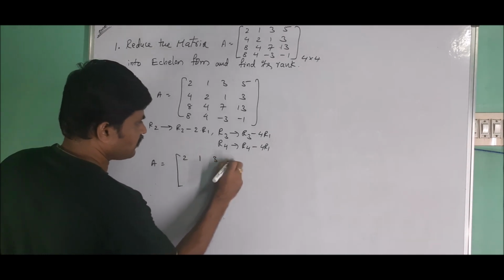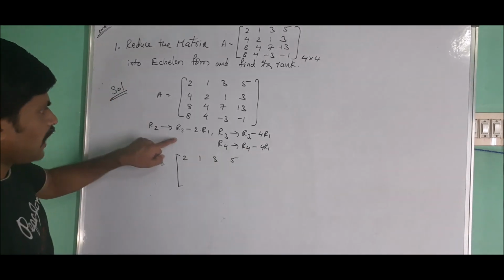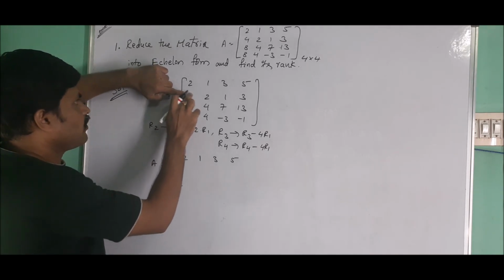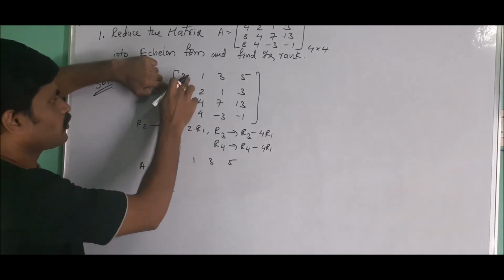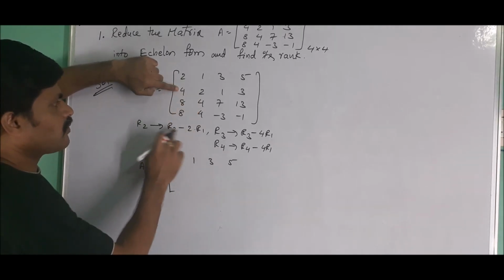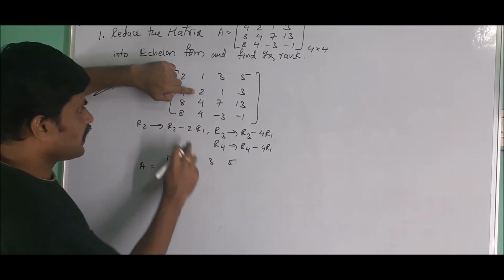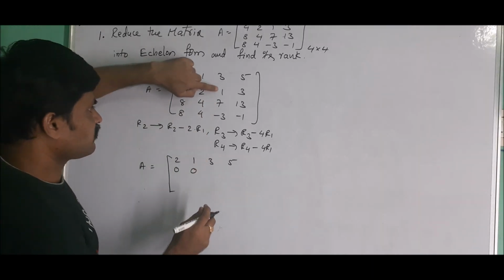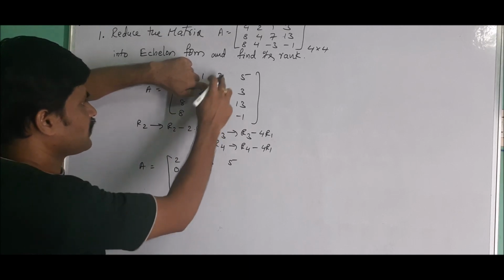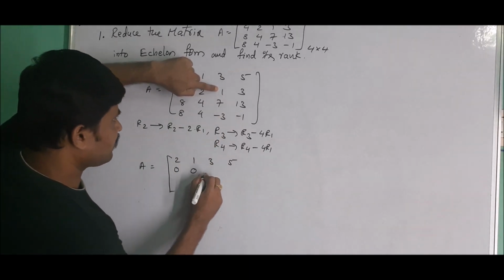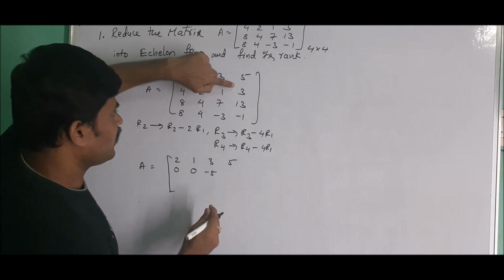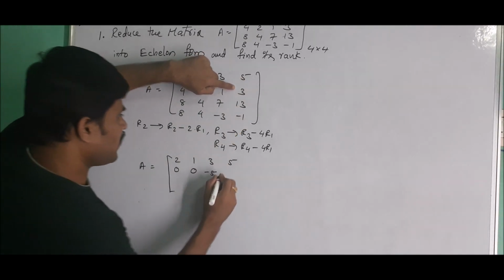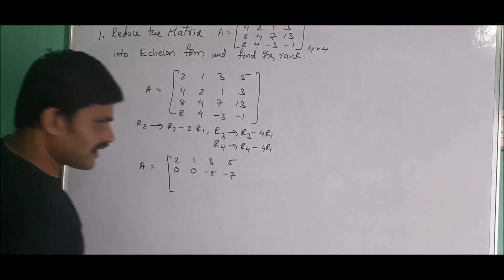first row does not change. In second row, R2 minus 2R1. So, the first element of second row is 4, minus 2 into 2, 4. 4 minus 4, 0. Similarly, 2 minus 2 into 1, 2. 2 minus 2, 0. Next one, 1 minus 2 into 3, 1 minus 6, that is minus 5. And here, 3 minus 2 into 5, 10. 3 minus 10, that means minus 7. This is the second row.